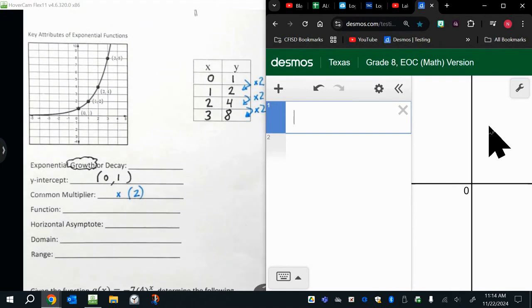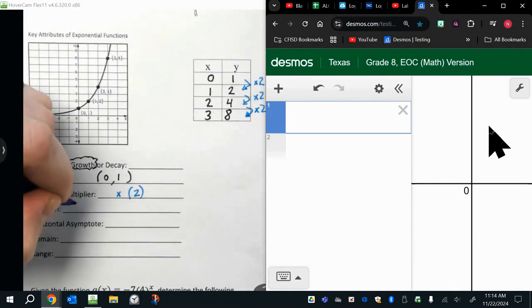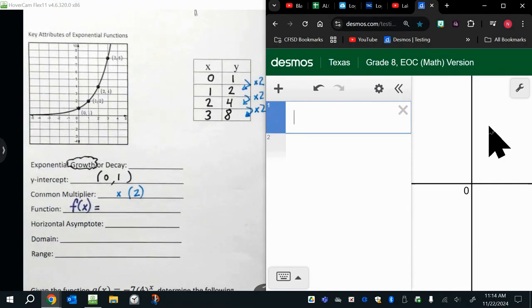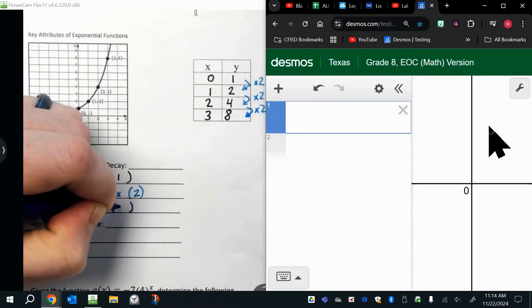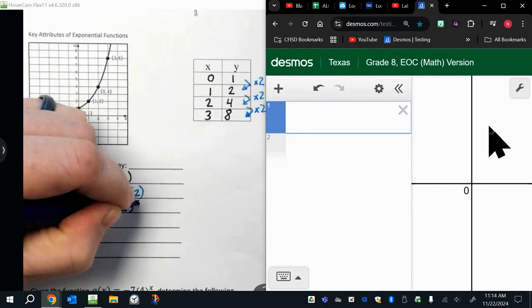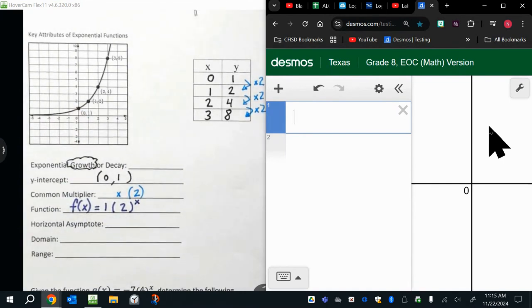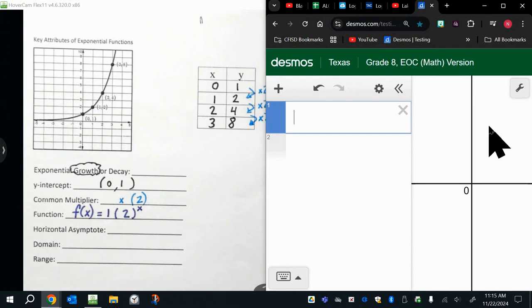So the function is going to be f of x, which is a function of x. My y-intercept begins at 1, and it is doubling each time. So if I type this in, I should get this same function equation.